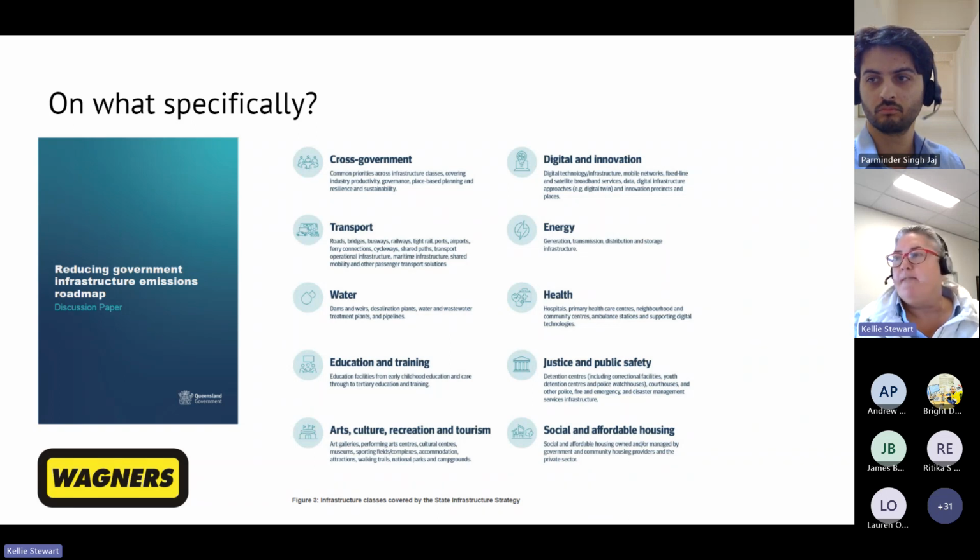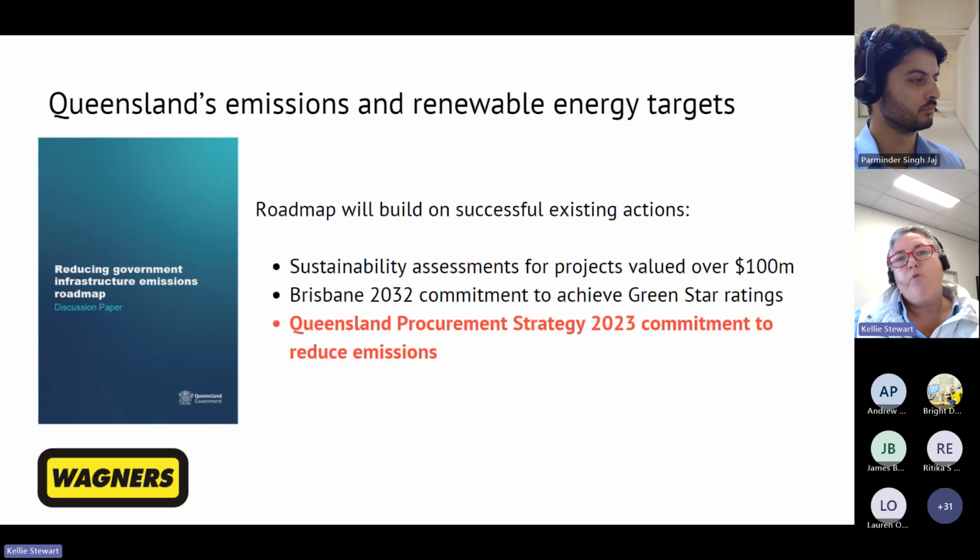Now, at this stage, you might be thinking, yes, but this doesn't really have anything to do with me. I mean, they don't even include it in tender documents. Well, the current roadmap for the rollout of Queensland's emissions and renewable energy targets is set to build on successful existing actions, which include the Queensland Procurement Strategy 2023 commitment to reduce emissions.